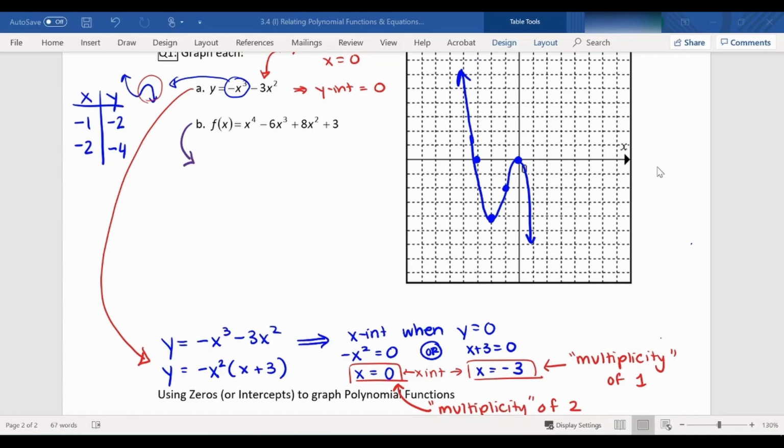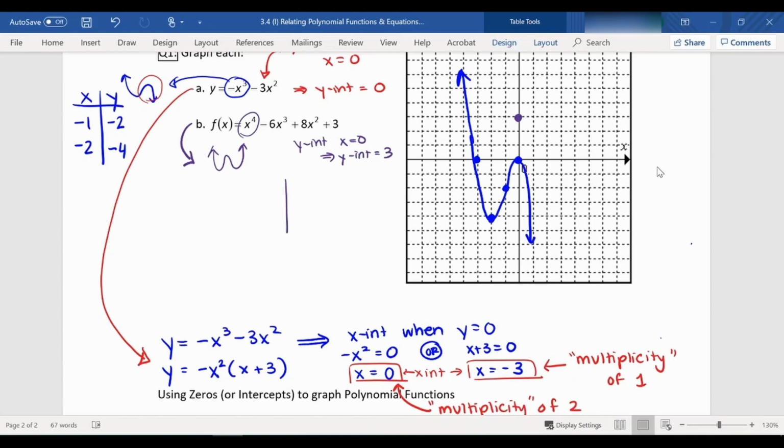Some of you might need to go through it that slowly, but many of you will not. So this next one, the first thing, I can't factor out anything nicely, but I do know it's got an x to the power of 4 with a positive leading coefficient. It should look like a W. And my y-intercept is when x is 0. If I plug 0 in for all my x's, I get that my y-intercept is 3. So I know that much. Okay. Now, other than that, I know nothing.